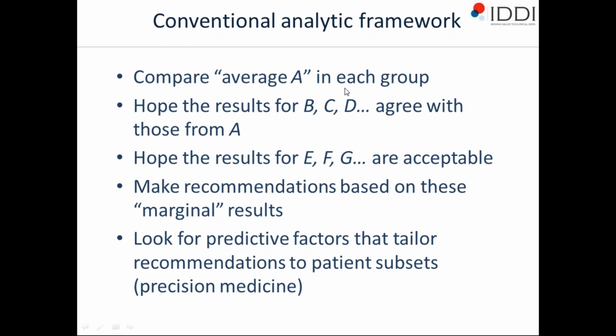And so when indeed we meet statistical significance for the primary outcome A, then we hope that the results for the secondary endpoints will agree to some extent. And we also hope that the results for the E, F, G, the untoward effects, will be acceptable. And then we make recommendations based on, as Everardo pointed out, these marginal results. So we look at each endpoint in isolation, and then we decide if that endpoint shows a statistically significant difference between the treatment arms or not, and we make recommendations based on these marginal results.